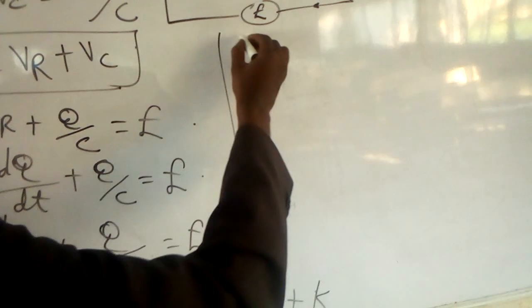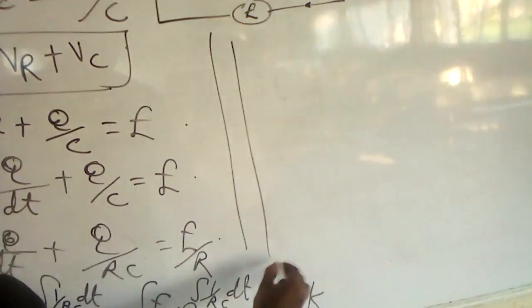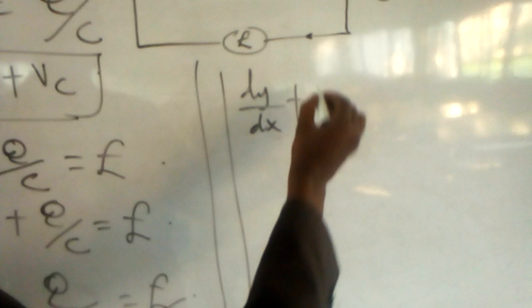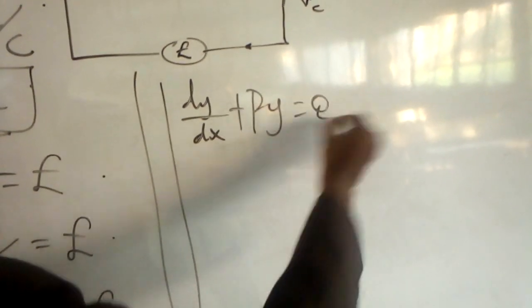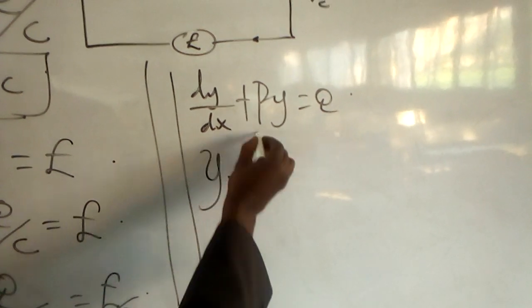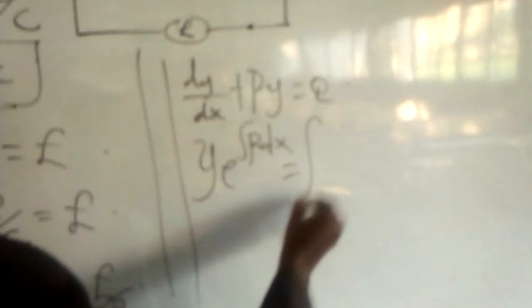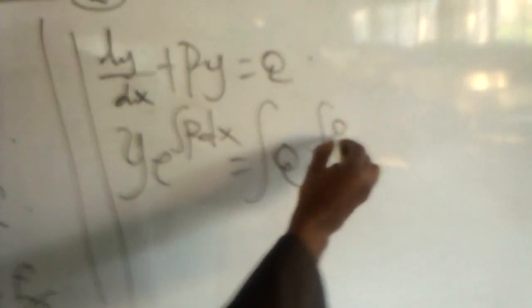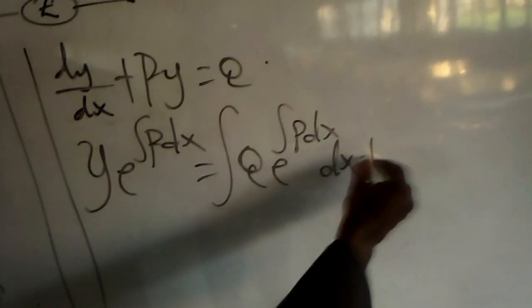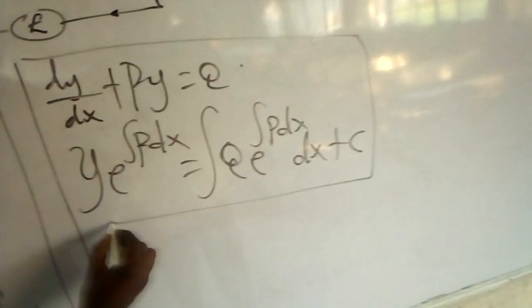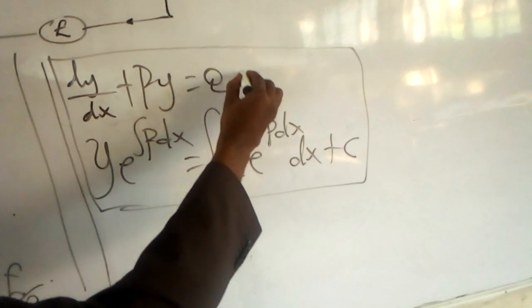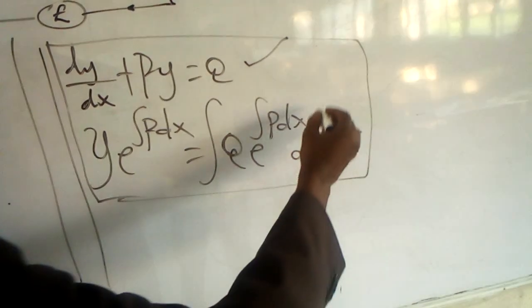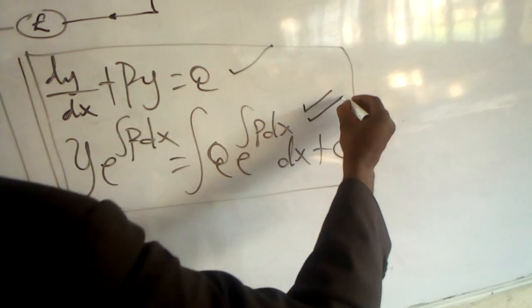Take note that this is taken from the general formula of a linear first order differential equation, which is dy/dx plus Py equals Q, whose solution formula is y exponential integral P dx is equal to integral Q exponential integral P dx plus arbitrary constant C. Globally, this is the general format of a linear first order differential equation. This is the characteristic expression, and this is the solution formula.